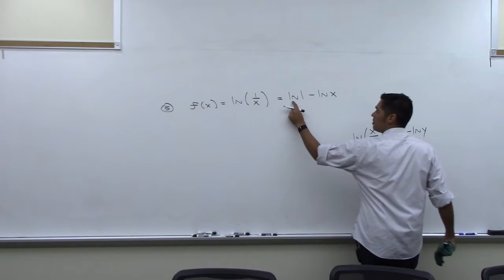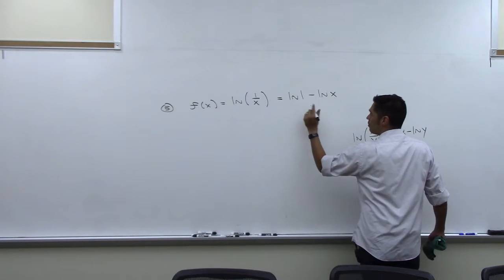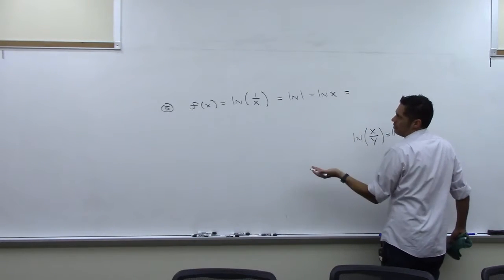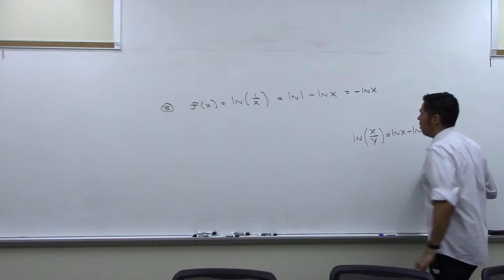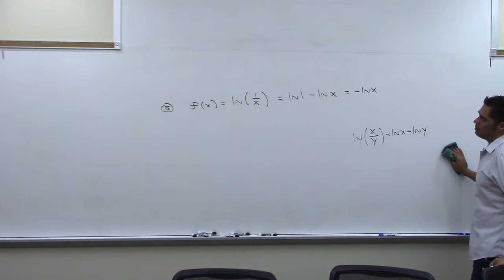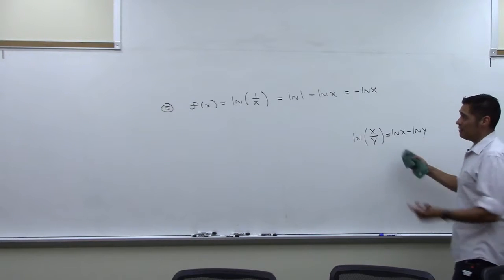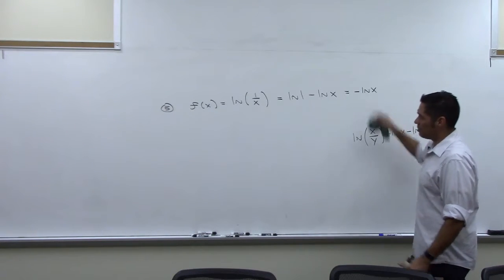Then I can look at this and say natural log of 1, well, that's 0. And that's just something we have to know. Natural log of 1 is 0. So all I would have is negative natural log x. That's what that is. And there's an even crazier way you can see that it's this.